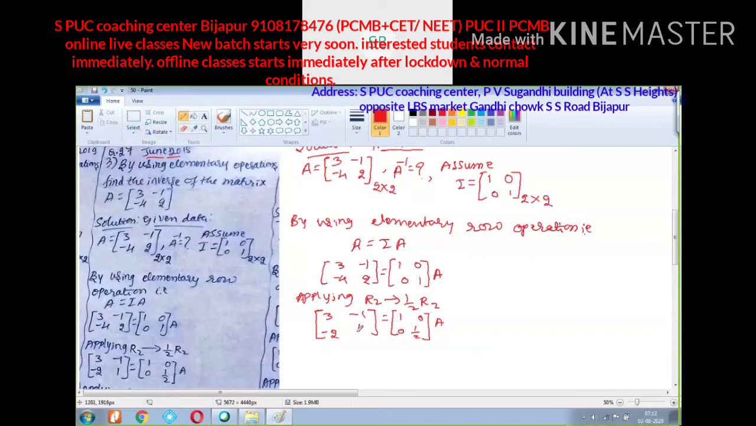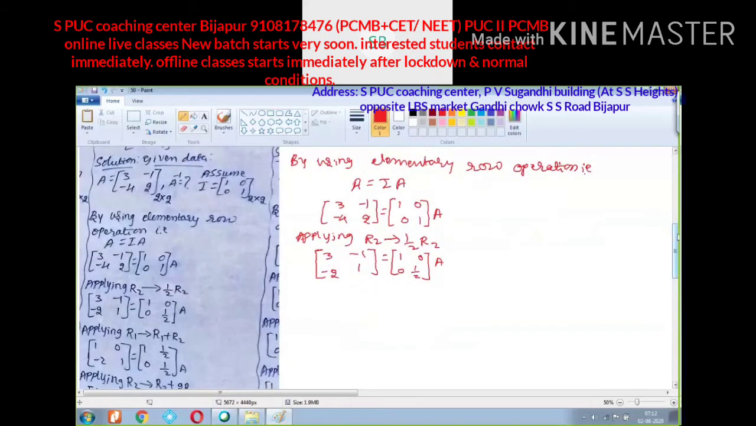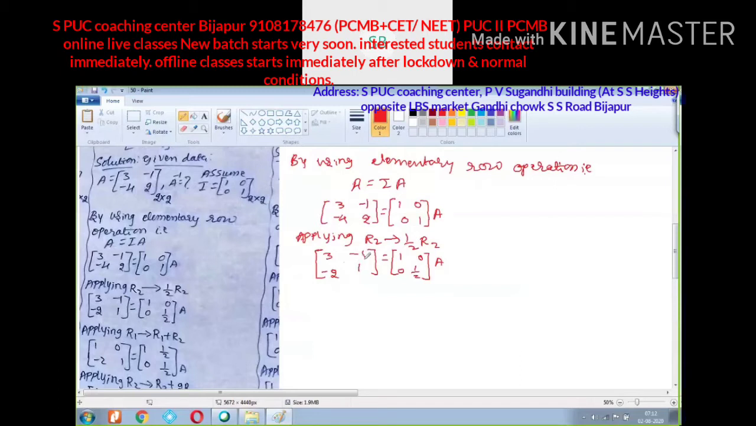So we made this as a 1. Next step is to make this as a 1, this as 0, this also 0. So for that, if we apply another row operation on row 1, how is it possible? Here 3 is there, minus 2 is in row 2. Then R1 plus R2 if you do, it is going to come out as a 1, because 3 minus 2 is 1. Next here is minus 1, here is plus 1. So minus 1 plus 1 is again going to come out as a 0.